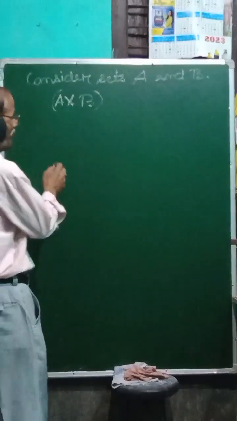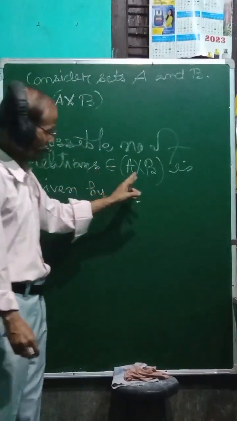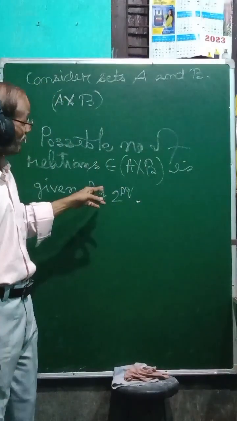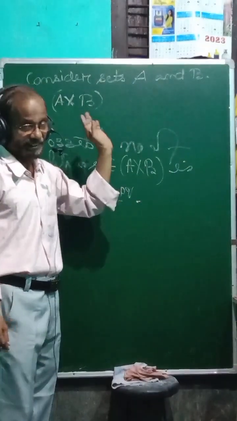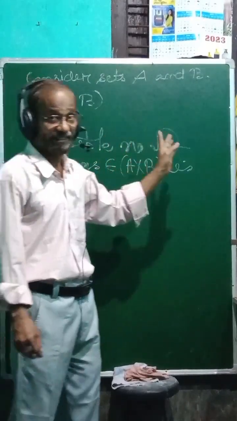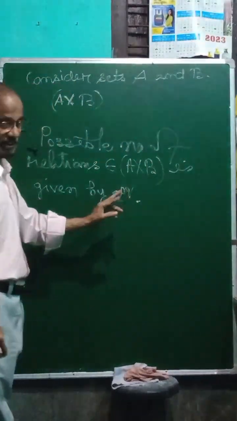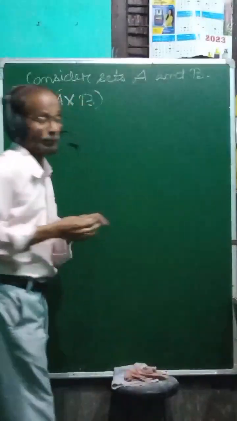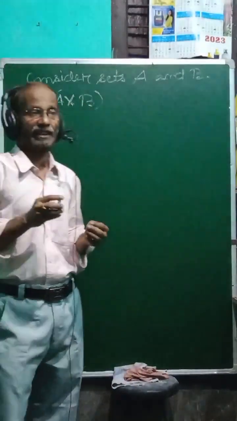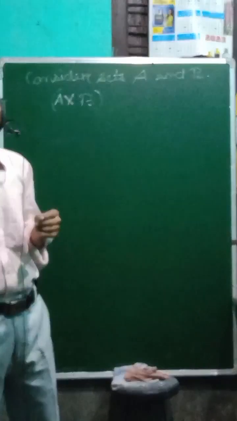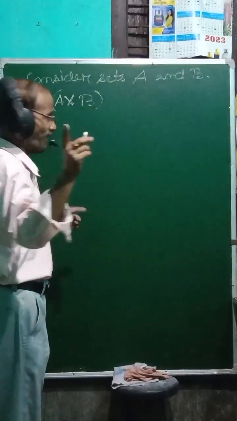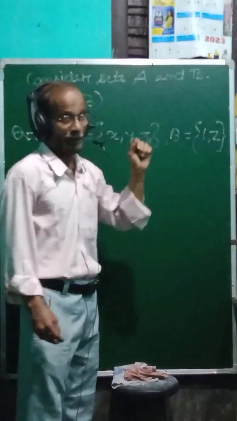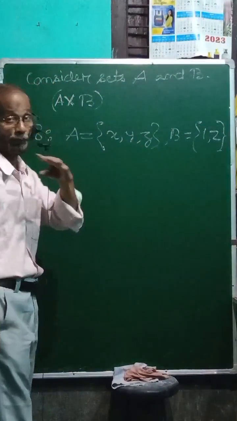And the possible number of relations belonging to A cross B is given by 2 to the power PQ, where P is the number of elements in set A and Q is the number of elements in set B. You must remember that one, but the proof is not in your syllabus. And with this result, we are testing our exercise 2.2 question number 8, where it has been given that A is equal to {x, y, z}, B is equal to {1, 2}. It is asking to find the number of possible relations.